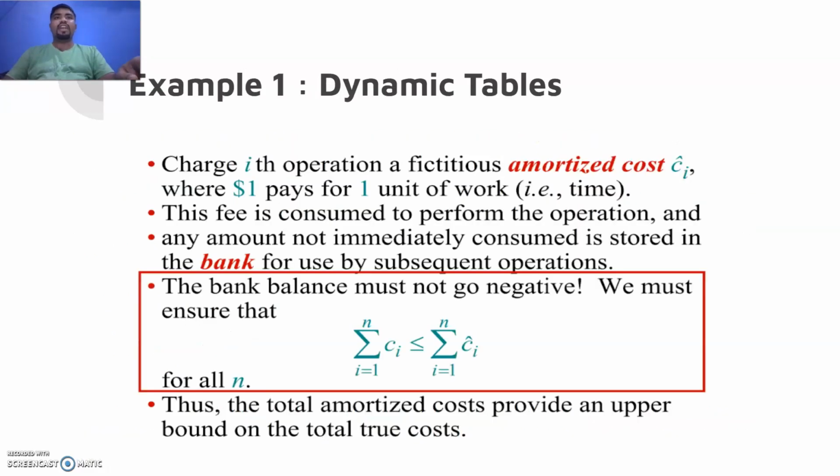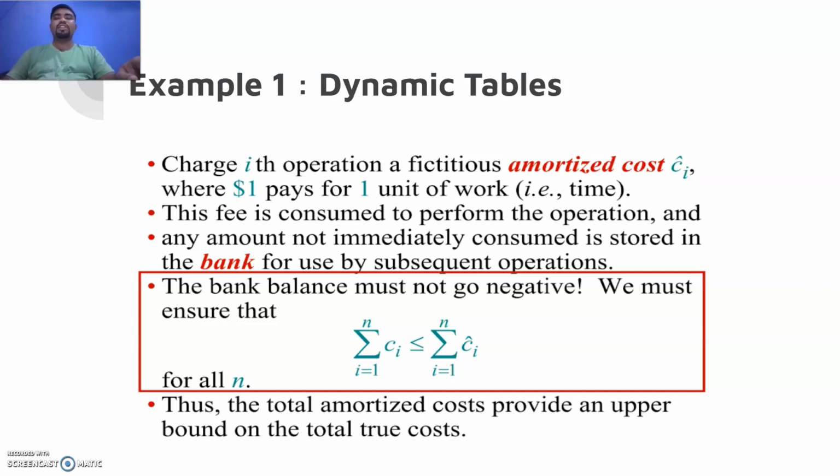Now we have dynamic tables. In the case of dynamic tables, a fictitious amortized cost, that is c_i dash, is charged. It is said that one unit of work is done for $1. But are we going to charge $1 or more? Let's find out. The $1 fee is consumed for the operation. Any amount not immediately consumed is stored in the bank for use by subsequent operations. The bank balance must not go negative.